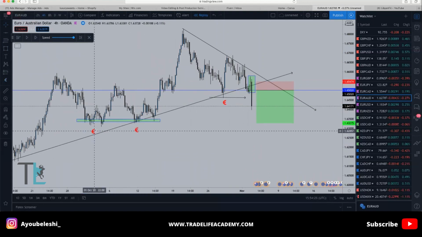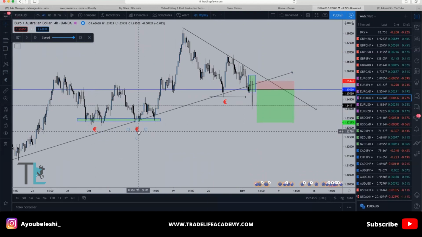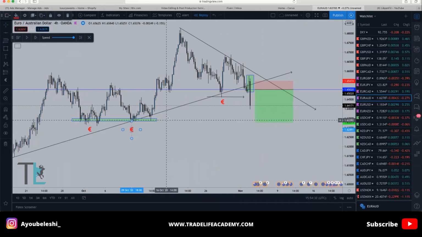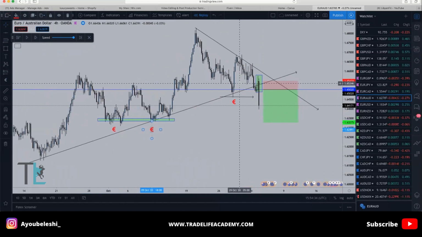Okay, there's a lot of stop losses underneath there. So the banks need to go down to these levels and grab the money. Okay, now we're using all our confirmations at once.